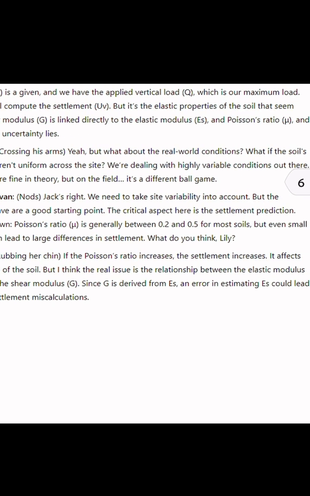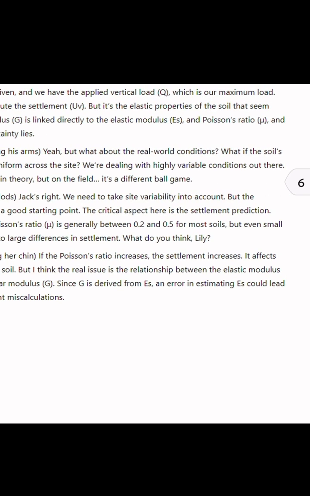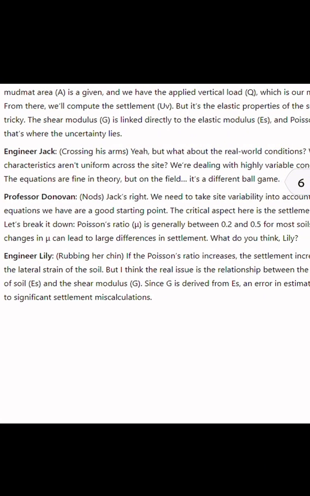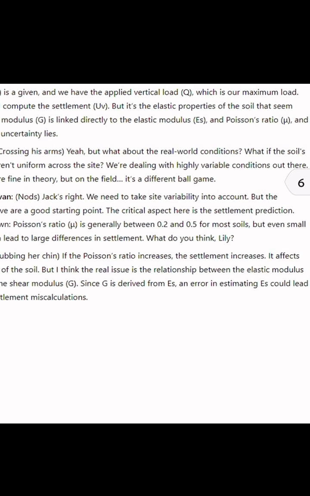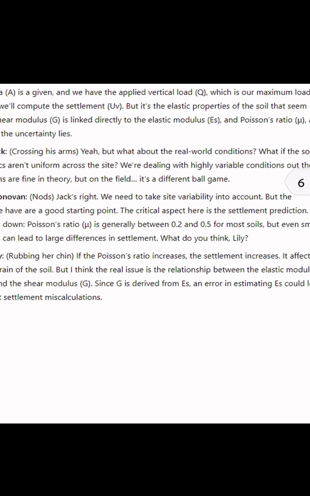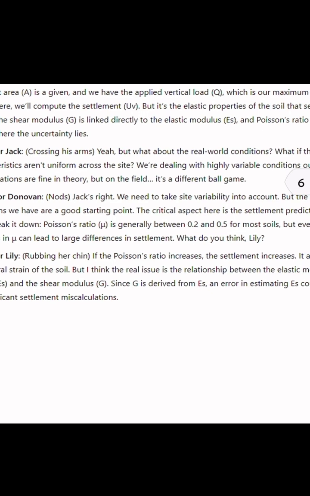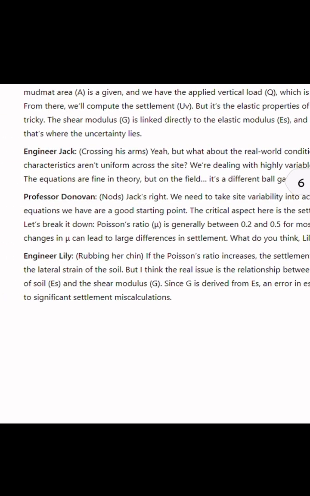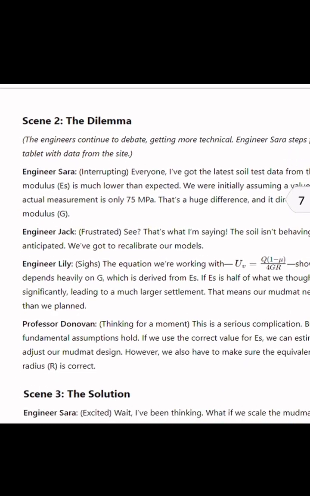If the Poisson ratio increases, settlement increases. It affects the lateral strain of the soil. But I think the real issue is the relationship between the elastic modulus and shear modulus. And since G is derived from ES, an error in estimating ES could lead to significant settlement miscalculations.